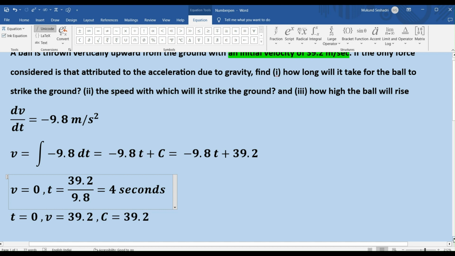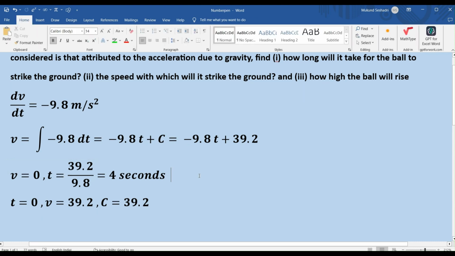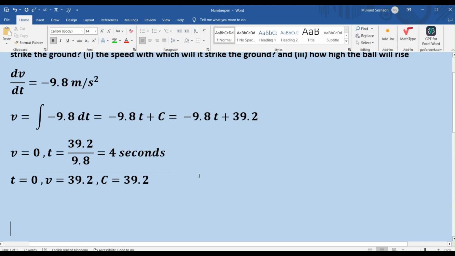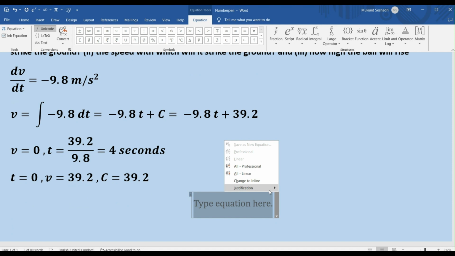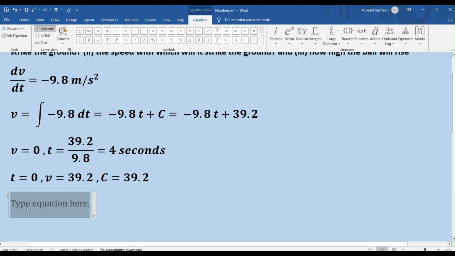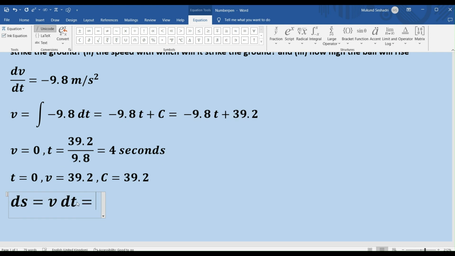Now, the next step, what we're going to do is figure out what is the distance the ball traveled in these 4 seconds, right? And I'm again going to use integral calculus to solve this particular problem. So I know my distance traveled in a small time dt is nothing but ds is nothing but v dt, right? And I know that my v is expressed as a function of time, right? Which is from the previous equation minus 9.8 t plus 39.2, right? So let me copy that. I hope you folks are with me.